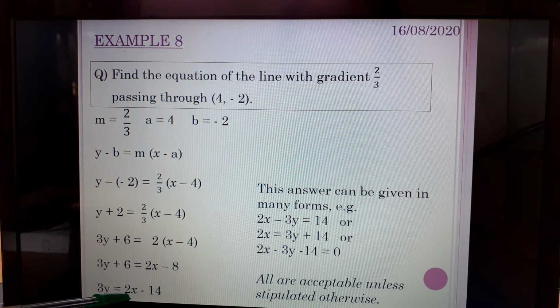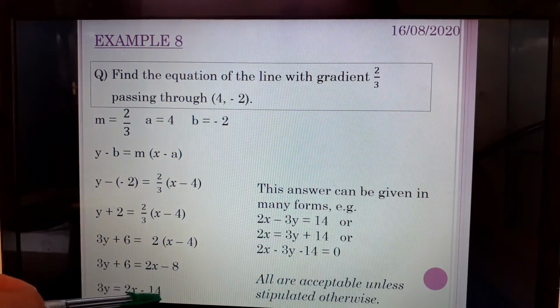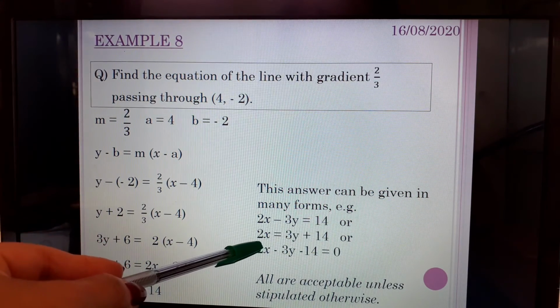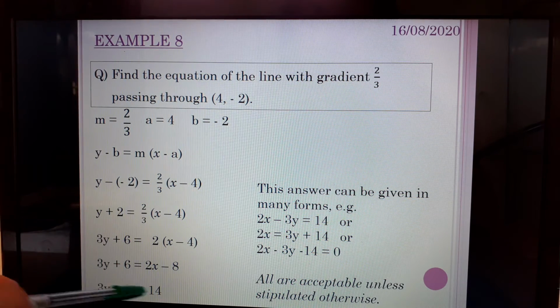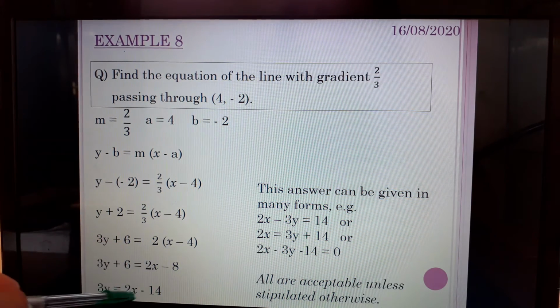So other versions would be to have the 2x there, the 3y can be brought over, which is why it's a negative 3y. If the 14 was on the other side, it would be a positive 14. The 2x brought onto that side, the 14 brought over to the 3y is that version there. Everything brought onto the same side.